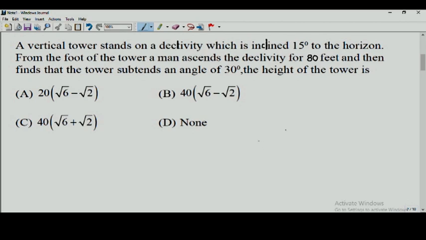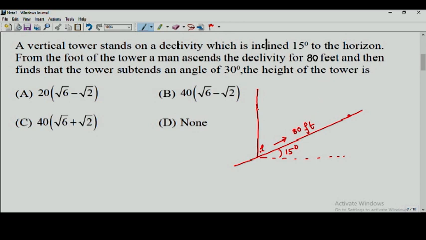So now let's draw the diagram. There is a declivity, so it is declining. A man on this inclined plane, which is 15 degrees to the horizon. At some point, a tower is there. Let the tower be here. This is the tower. From the foot of the tower, a man walked for 80 feet and he reaches some point on this declivity.